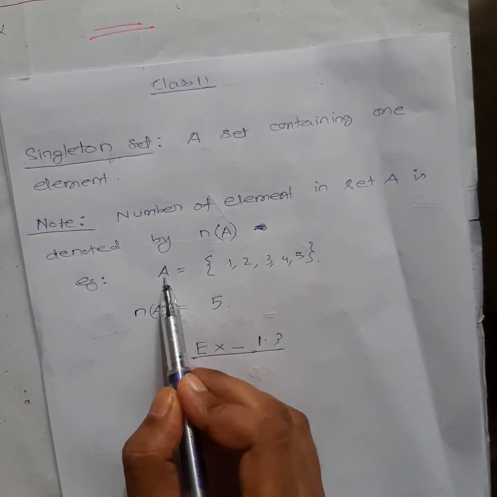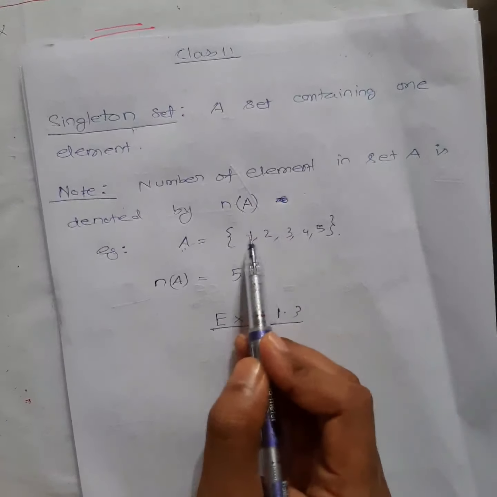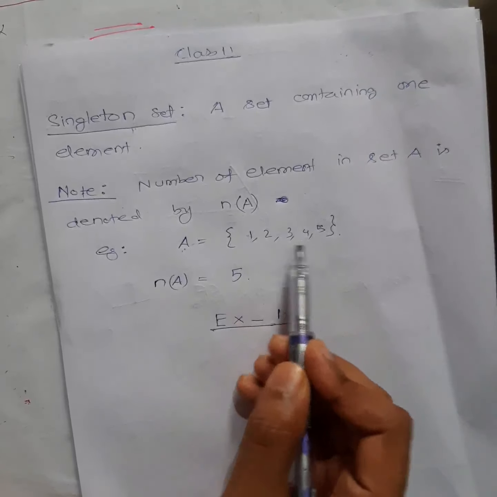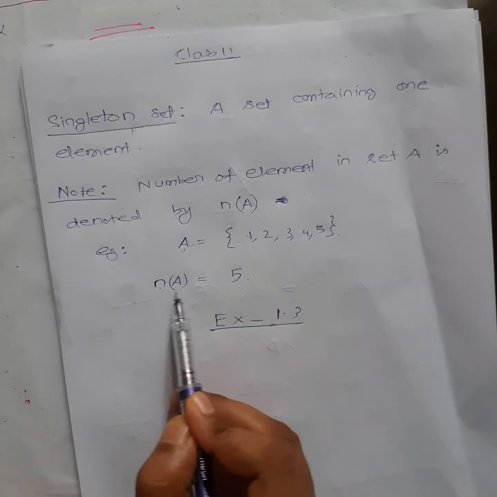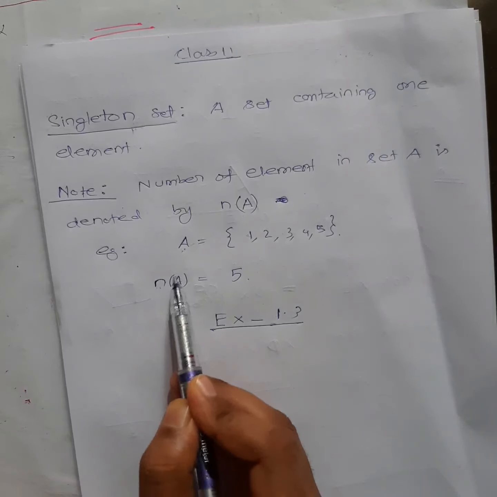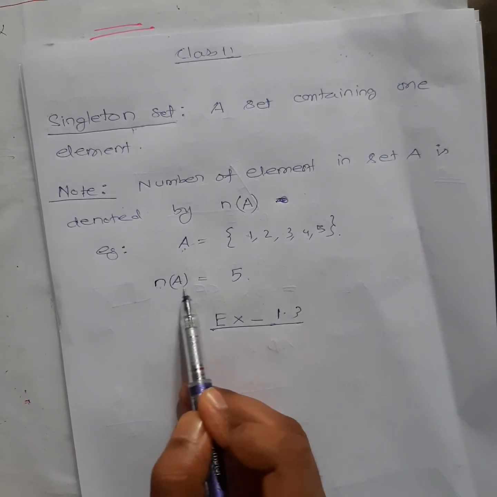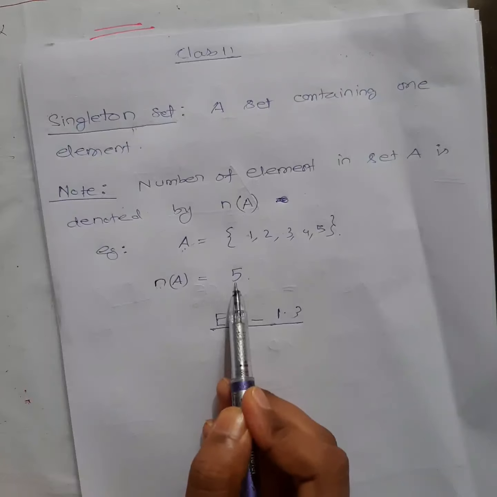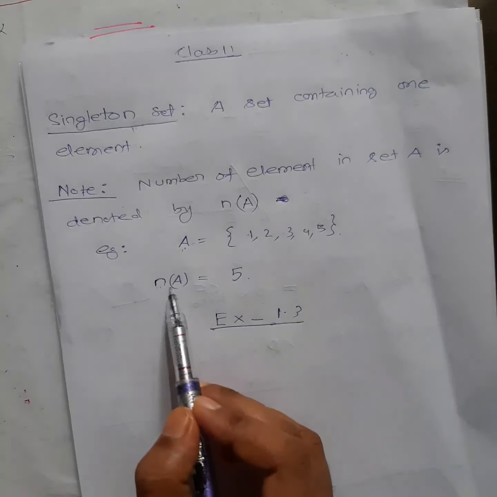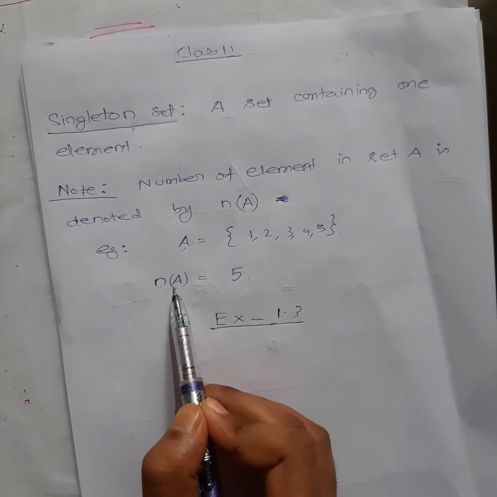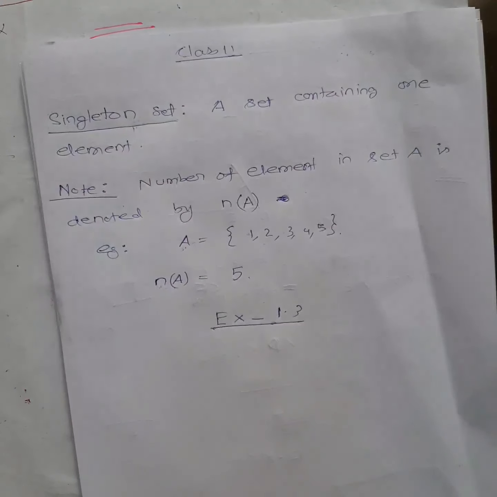If you have a set A whose elements are 1, 2, 3, 4, 5, suppose, how many elements do you have? 1, 2, 3, 4, 5 elements, right? So how do we write that? The number of elements in set A. This is the notation. When you see a small n with a set inside the brackets, try to understand that you have to write the number of elements for set A. So the number of elements for set A is how many? It's 5. So the solution for this one will be 5. This notation is for the number of elements in the set. There are 5 elements, so we have written 5 here.